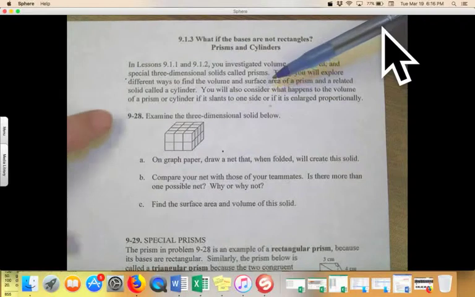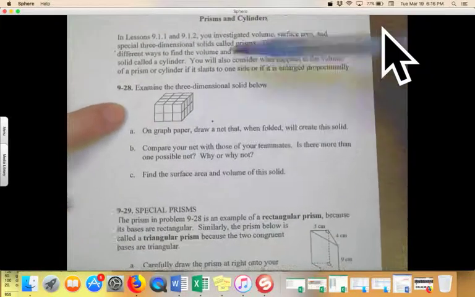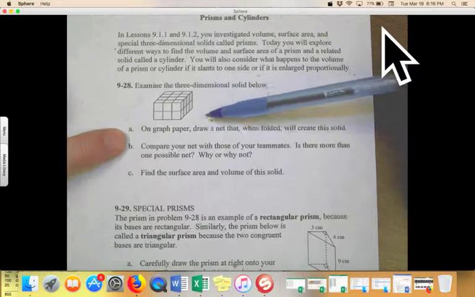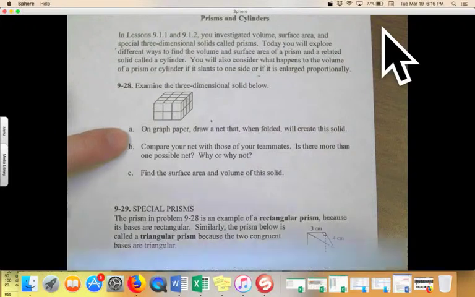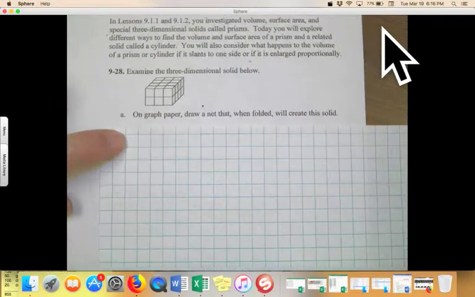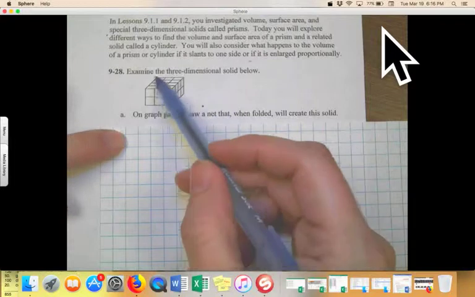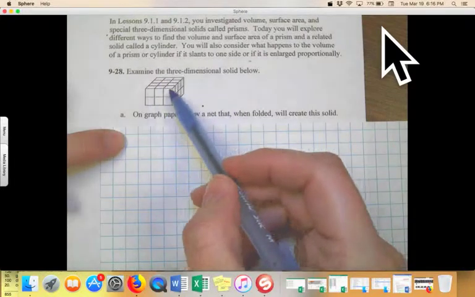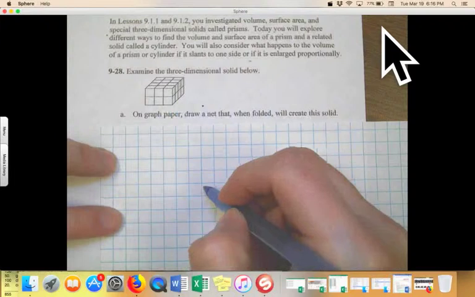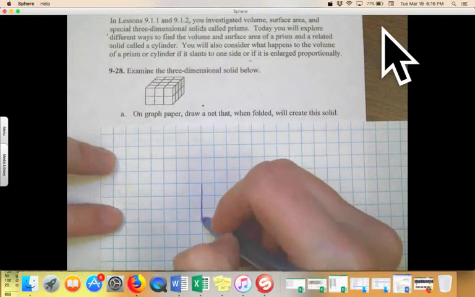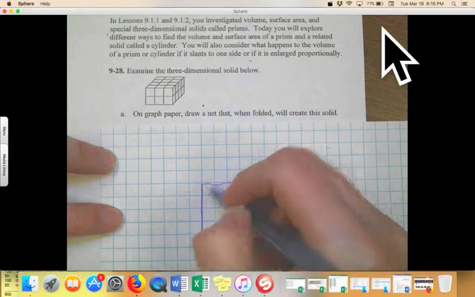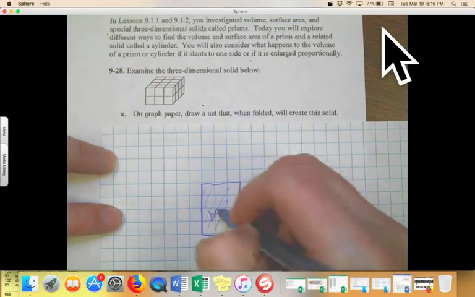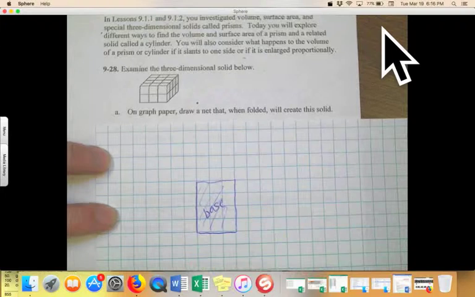So in problem 9-28, we are to examine the three-dimensional solid below. And it asks us to, on graph paper, draw a net that when folded will create this solid. So you could do this on graph paper if you would like. You can see that you have a base that is 3 units by 4 units. So I would start with that on my graph paper. You have a 3 unit by 4 unit base, and if you wanted to shade it in to show the base, you could simply write base on there to know that this is what it's sitting on.